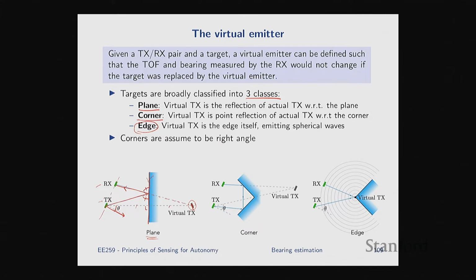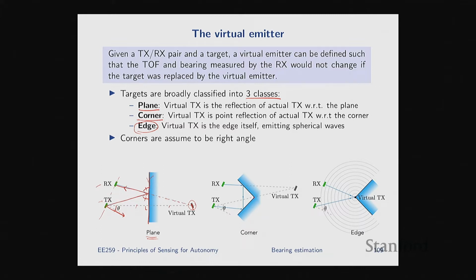So that's the idea of the virtual emitter or the virtual transmitter. It's a purely geometric argument. Now you might ask, what's the use of it? I'll show you in a second. But just to complete, where the virtual transmitter is depends on the geometry of the target. So if it's a plane, as we saw, you just reflect the transmitter relative to that plane.